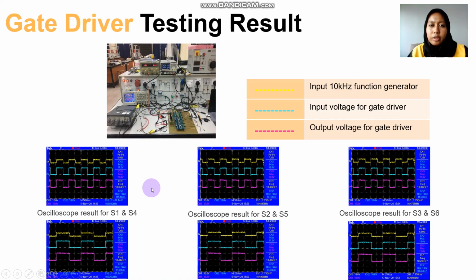Next, moving on to the result obtained for the hardware implementation of this project. The first one is we test the gate driver. This test is conducted to ensure that the gate driver is functioning well and is able to boost the voltage for the inverter. We are using a 10 kHz function generator and 10 volts as the input voltage for the gate driver, and from the oscilloscope we can see that the gate driver is able to boost the voltage. So we can say that the gate driver is in good condition.